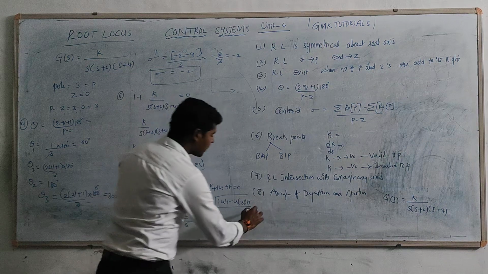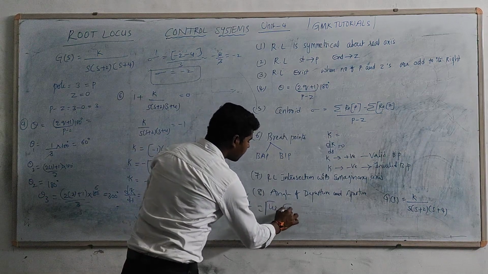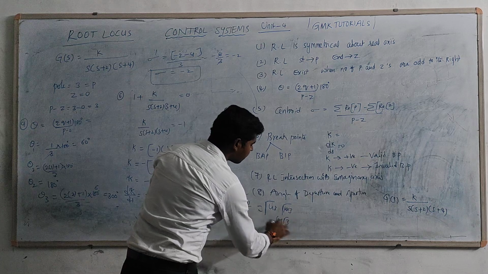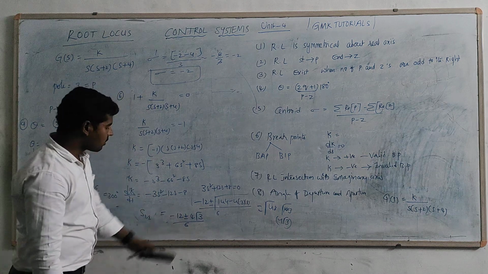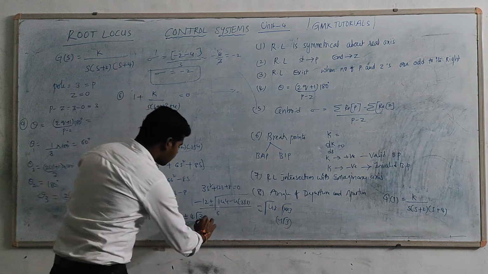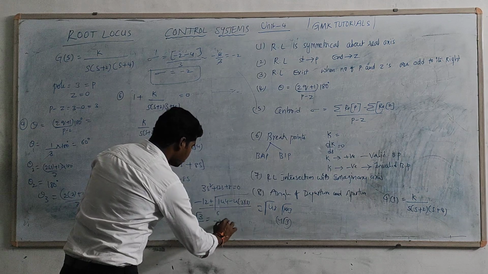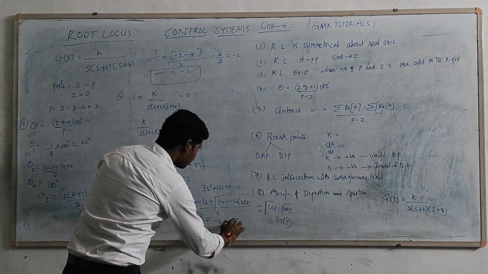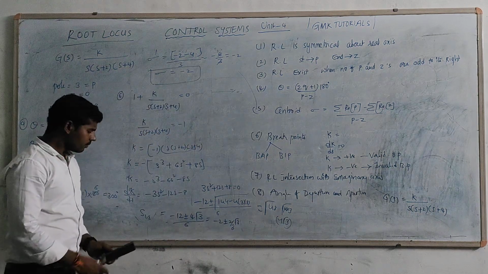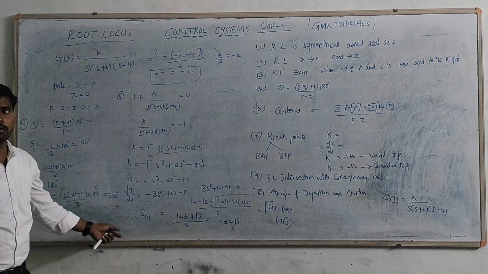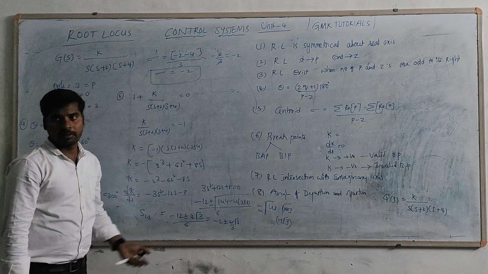Within the root you will get 48, and 48 can be represented as the square root of 16 into 3. So 4 will come out of this, since squaring 16 gives the same value. That is the process. So we will get minus 2 plus or minus 2 by 3 root 3. These are the breakaway points.